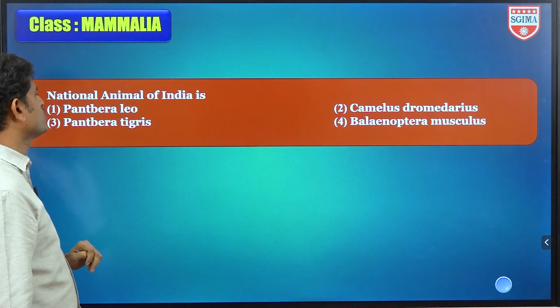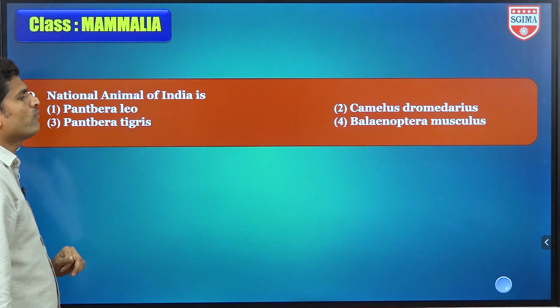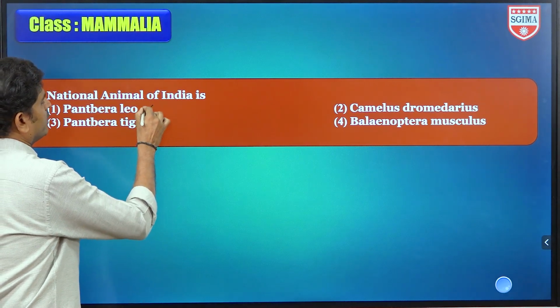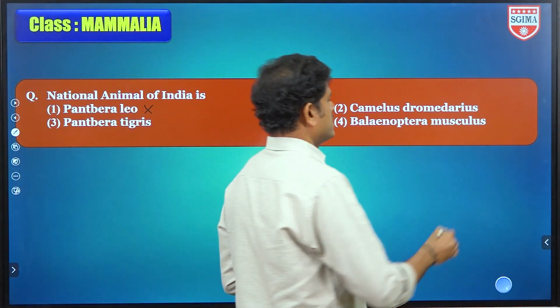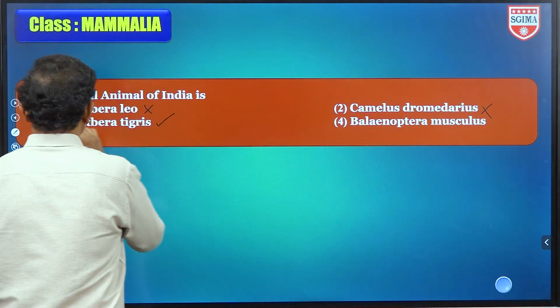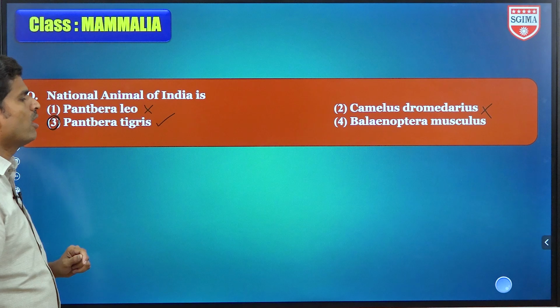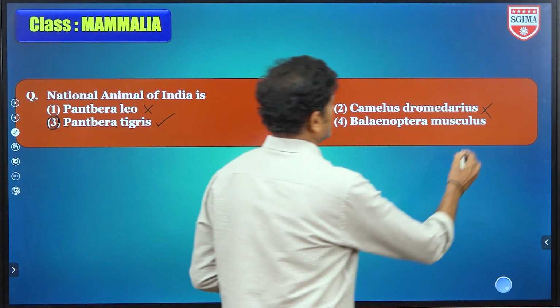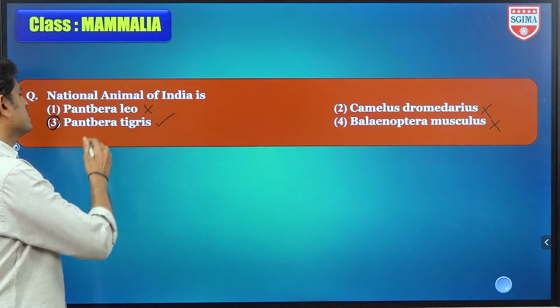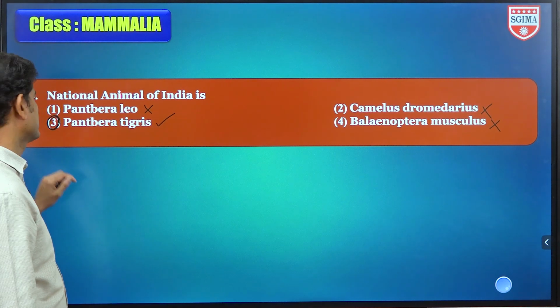Next question, see this one. National animal of India. We discussed this. That is Panthera leo, no. Next one is Camelus, no. So next one is Panthera tigris. Yes, this is the only national animal of India. Next one, Balaenoptera, no, this is not the national animal of India. So the correct option is the third one, Panthera tigris.